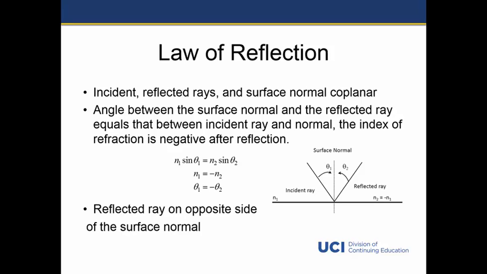Similar to Snell's law for refraction, we have our law of reflection, and as with Snell's law of refraction, the incident ray, reflected ray, and the surface normal at the point of intersection are all located in a common plane. The magnitude of the angle between the surface normal and the reflected ray, so this angle right here, is equal, again in magnitude, to that between the incident ray and the surface normal at the point of intersection.